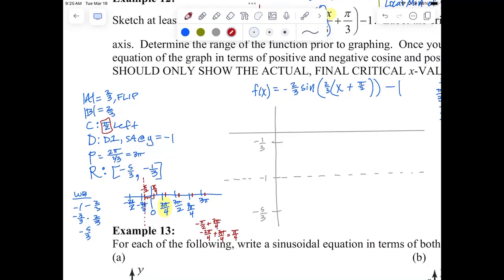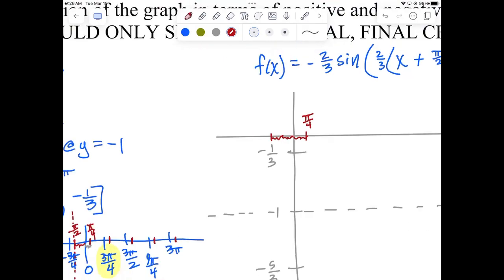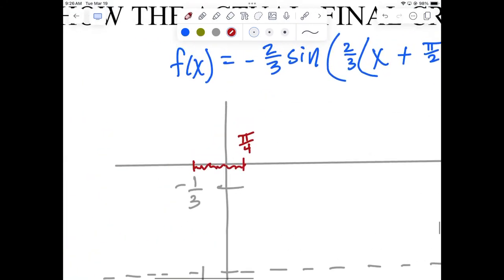Here we go. So the first thing I'm going to do is put my value down right here. I'm going to call this pi fourths. Now, because this is the distance I'm calling pi fourths, I'm going to have to go that distance twice. Boom. Okay? And that's what I'm going to call negative pi halves. And there's your new y-axis.